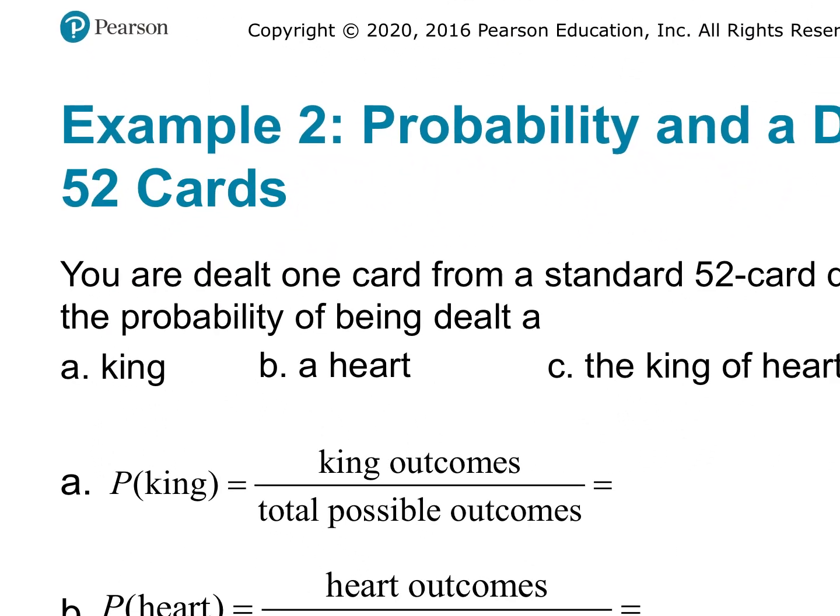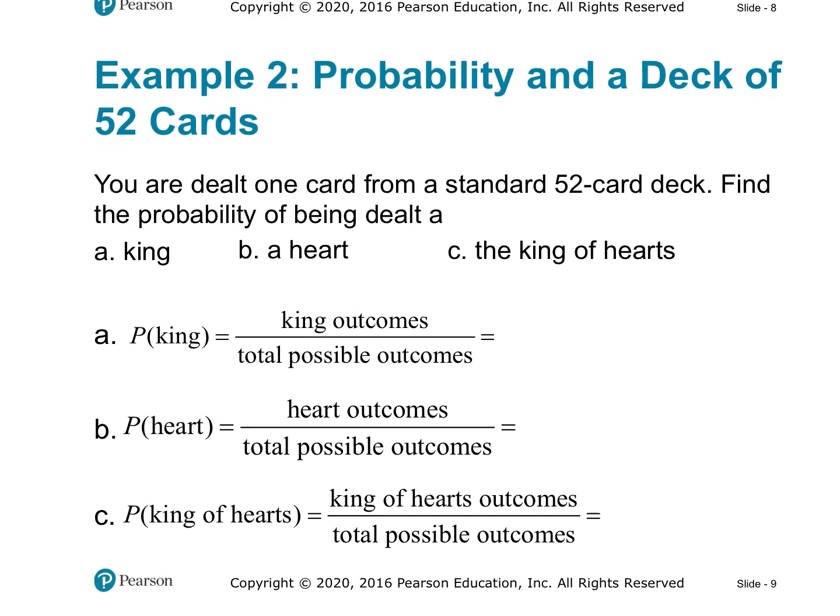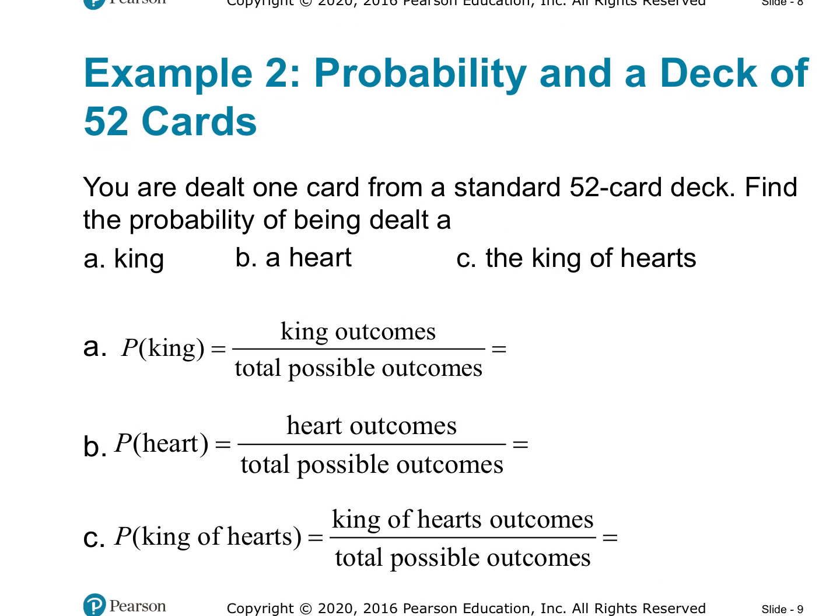All right, so let's look at examples using a deck of cards. Your deck is 52 cards. You are dealt one card from a standard 52-card deck. Find the probability of being dealt a king, a heart, and then the king of hearts.